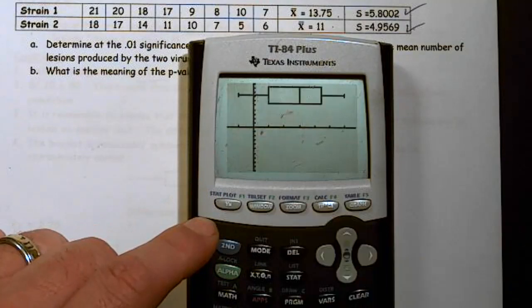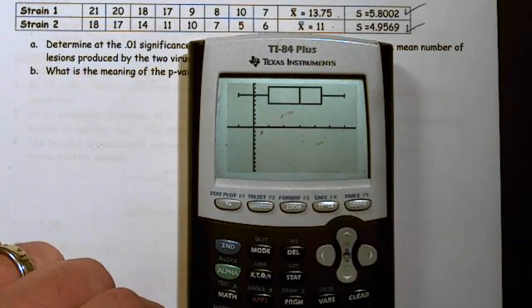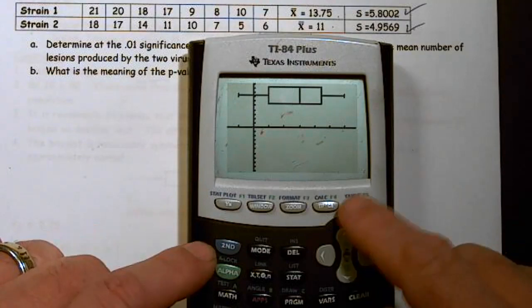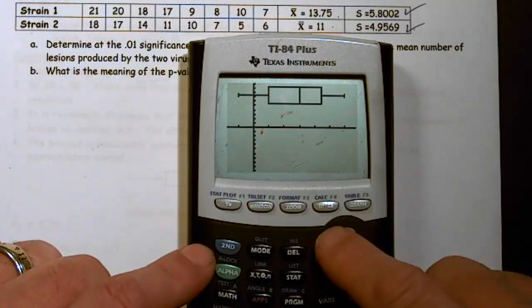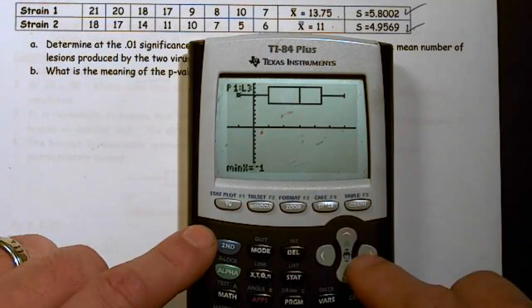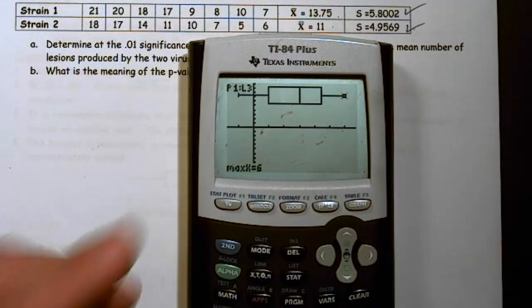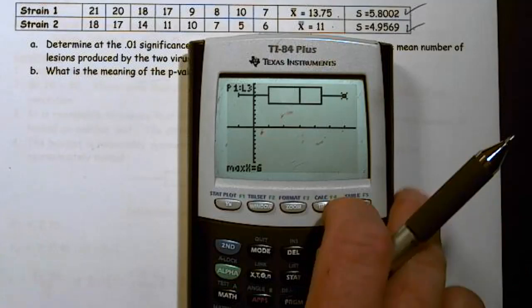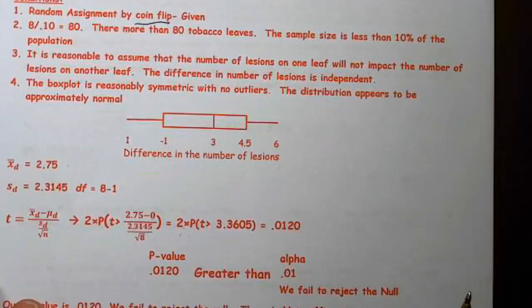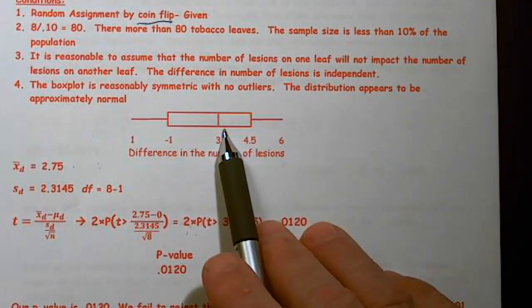Zoom 9. But when we're doing a paired t-test, all we care about is the box plot of the differences. And once again, we can use the trace feature, and it'll actually give us the measurements. And when we just look at this, you know what? This is reasonably symmetric, definitely has no outliers. It's okay to proceed with the normal. So the box plot is reasonably symmetric, no outliers. The distribution appears to be approximately normal.